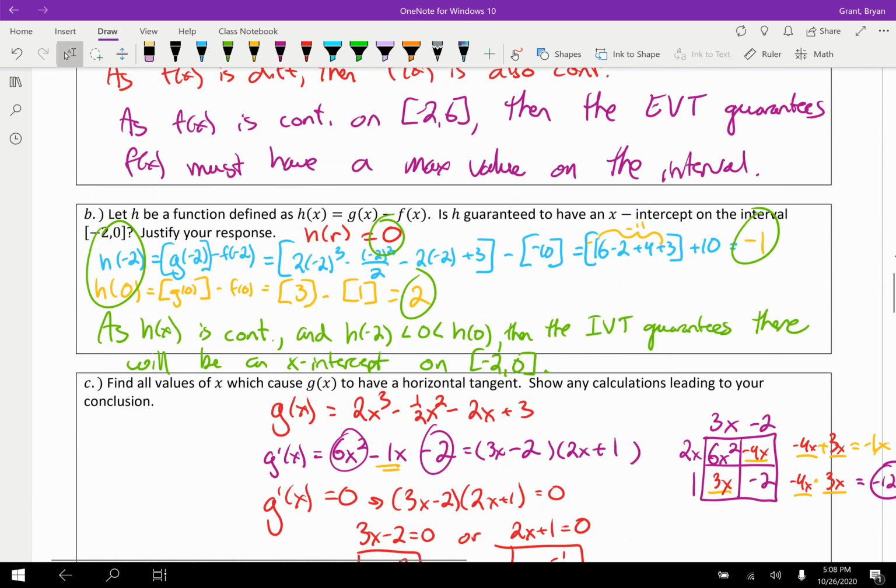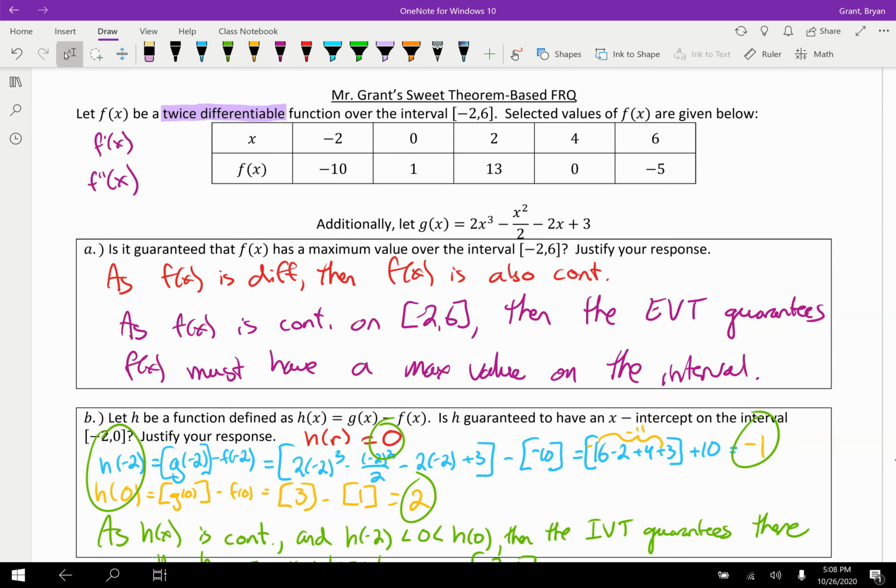Plus we got factoring, we got the IVT and the EVT. This is like a super theorem problem. I'll have to see if I can do another one once we learn our last 2 theorems and build them all together. So thank you as always for your hard work.